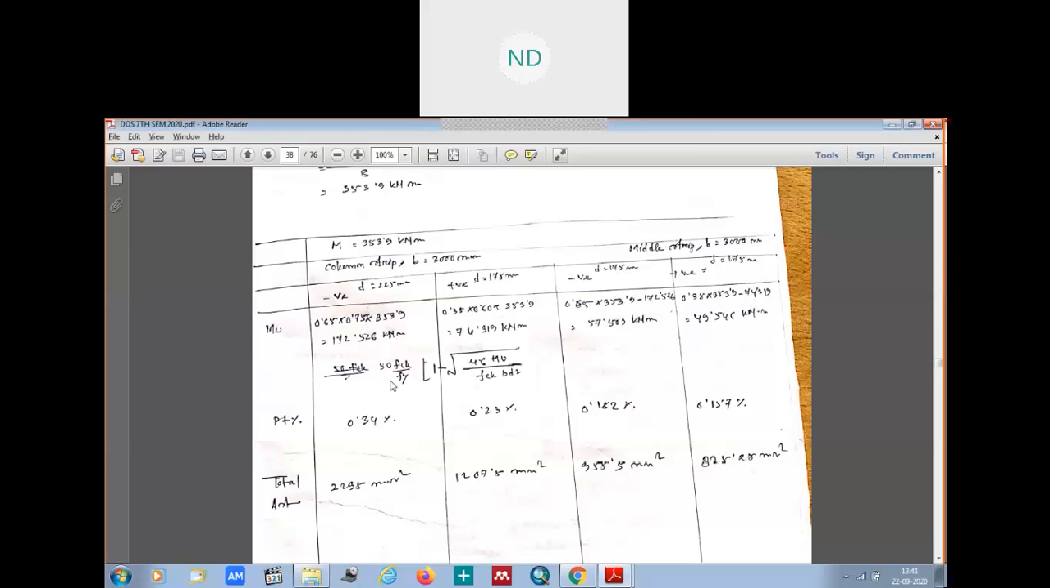Then we can calculate this percentage of steel, 50 FCK by Fy whole into 1 minus root over 1 minus 4.6 Mu by FCK BD square. B we already know is 3000, FCK we know is 20, Fy we know, Mu we have calculated for each. Once we know the percentage of steel, we can calculate the total AST, which is the percentage of steel into BD. In this way, like in the previous question, we can calculate.